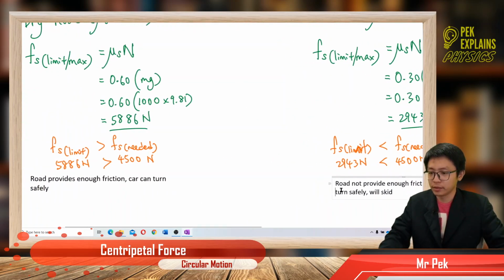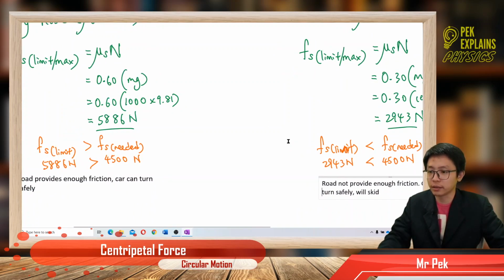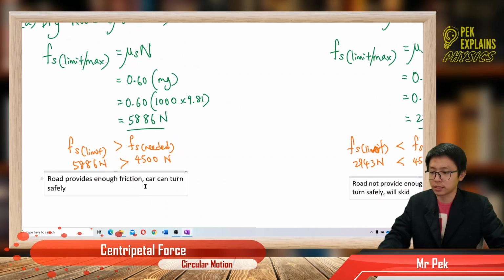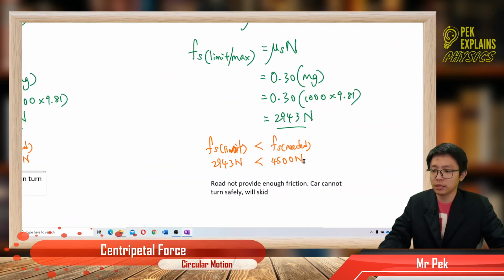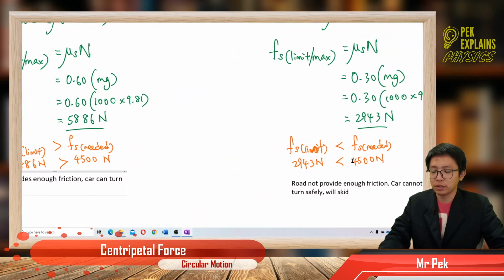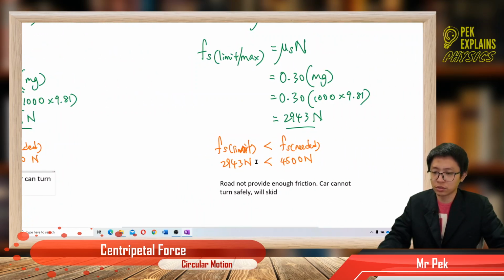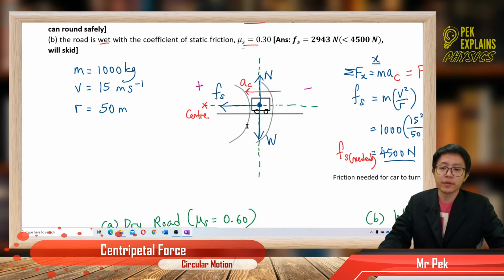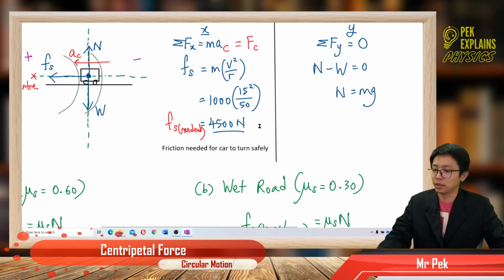To know whether the car can turn or cannot turn, you just check the limiting static friction. If the limiting static friction is more than the friction required, it has enough friction and can turn safely. But if the limiting static friction, like the wet road, is lesser than the friction required, then there is not enough friction, the car cannot turn safely and will skid. So remember to draw the free body diagram for all these problems to work.